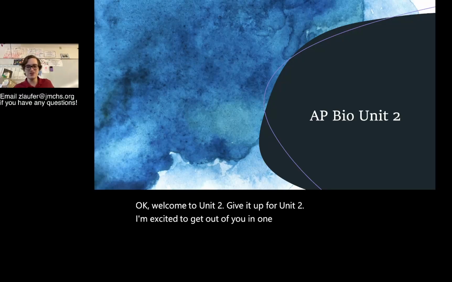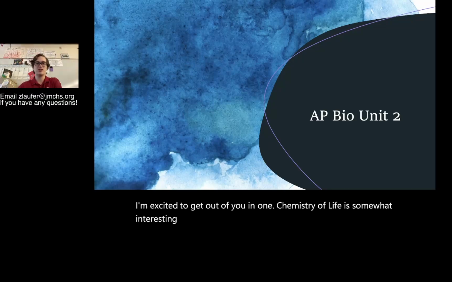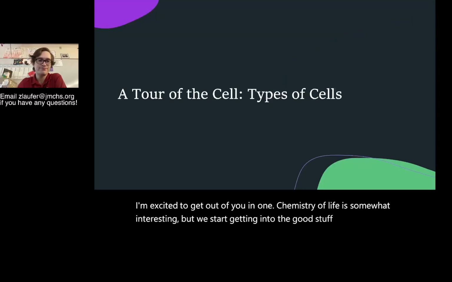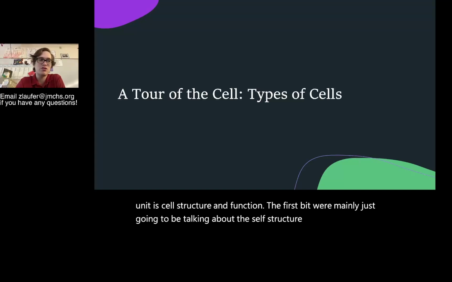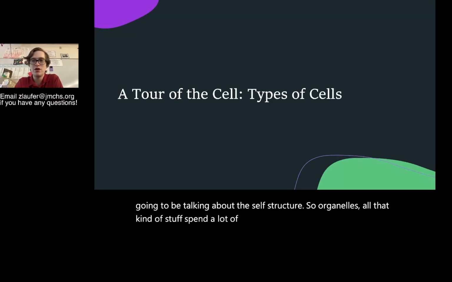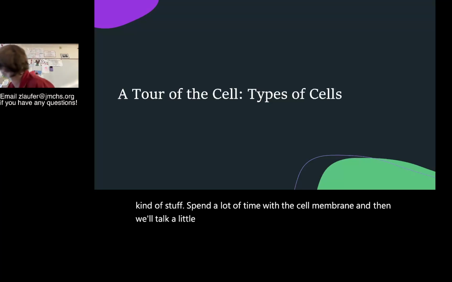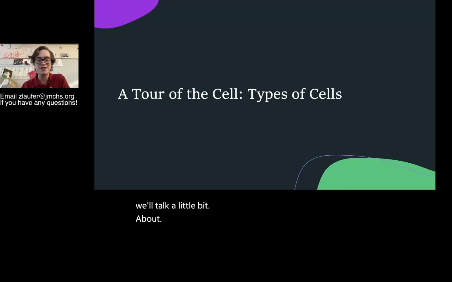Chemistry of life is somewhat interesting, but we start getting into the good stuff now. This unit is cell structure and function. The first bit, we're mainly just going to be talking about the cell structure, so organelles, all that kind of stuff. Spend a lot of time at the cell membrane. And then we'll talk a little bit about compartmentalization towards the end. Not all in this video, just kind of look to the unit ahead.